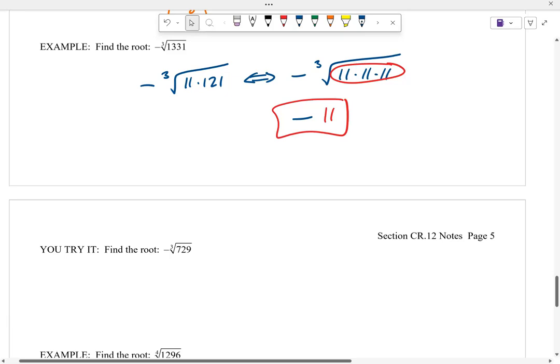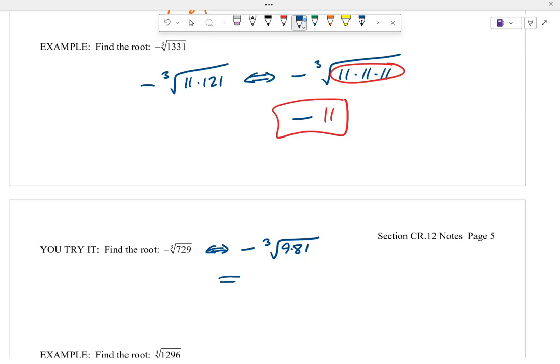Let's do a you try it problem there. 729 is 9 times 81, by the way. Don't forget you have that negative out front. So that'll end up being negative 9.